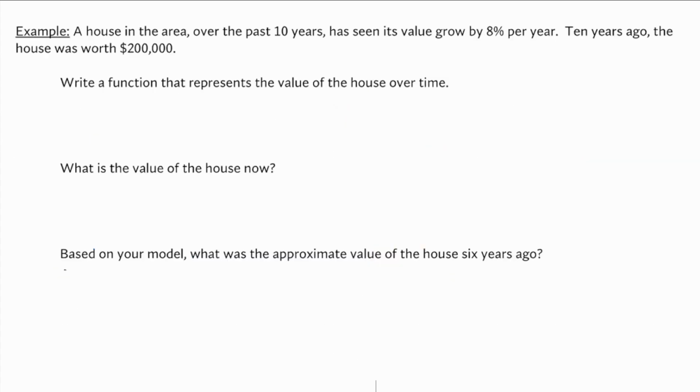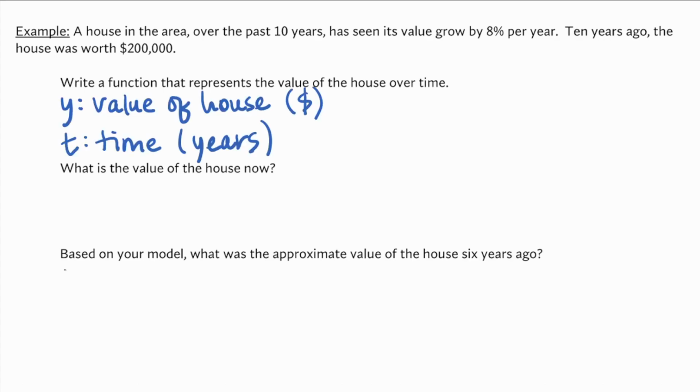All right, now in conclusion, I'm going to bring in an actual example with some kind of meaning. So a house in the area over the past 10 years has seen its value grow by 8% per year. 10 years ago, the house was worth $200,000. And so we're going to write a function that represents the value of the house over time. So I'm going to start by defining my variables. I'm going to let y represent the value of the house in dollars and t represent time.